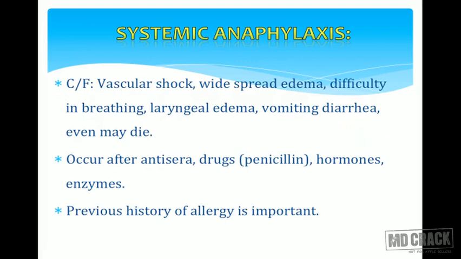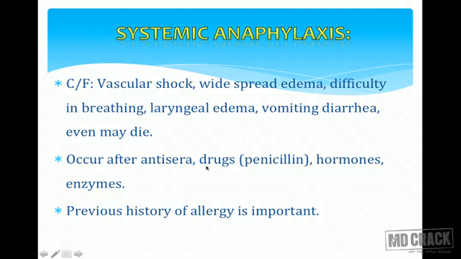The prototypical example for type 1 is again systemic anaphylaxis, which will manifest with vascular shock and widespread edema, especially laryngeal edema, which is very grave. The patient can also manifest with vomiting and diarrhea. Sometimes they even die if immediate resuscitation is not done.